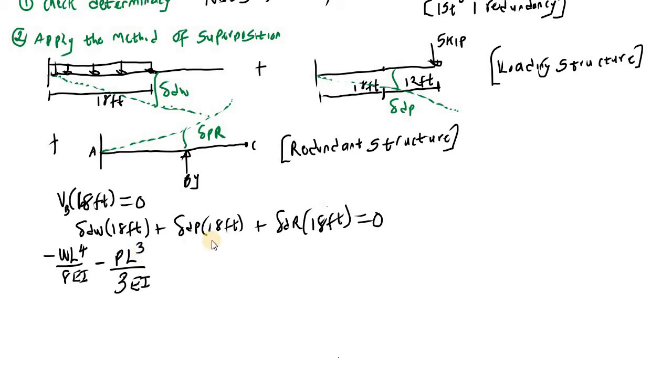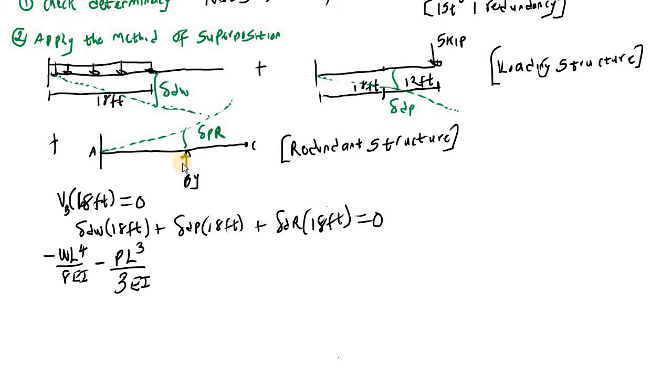So the last one is going to be for the redundant load. The redundant load is similar to the point load. As you can see, we have a cantilever beam and we have a point load. But for the redundant load, the load is acting upward, meaning the displacement is going to be upward.